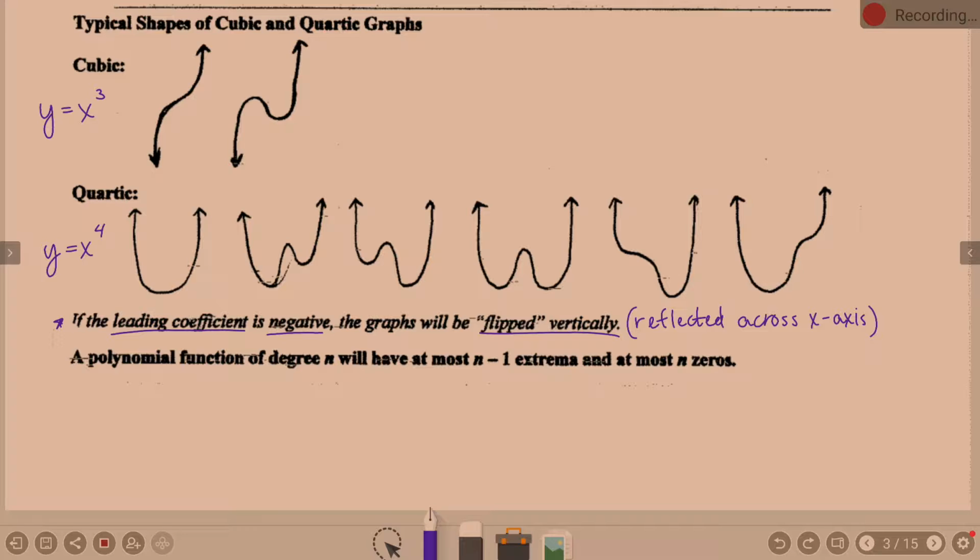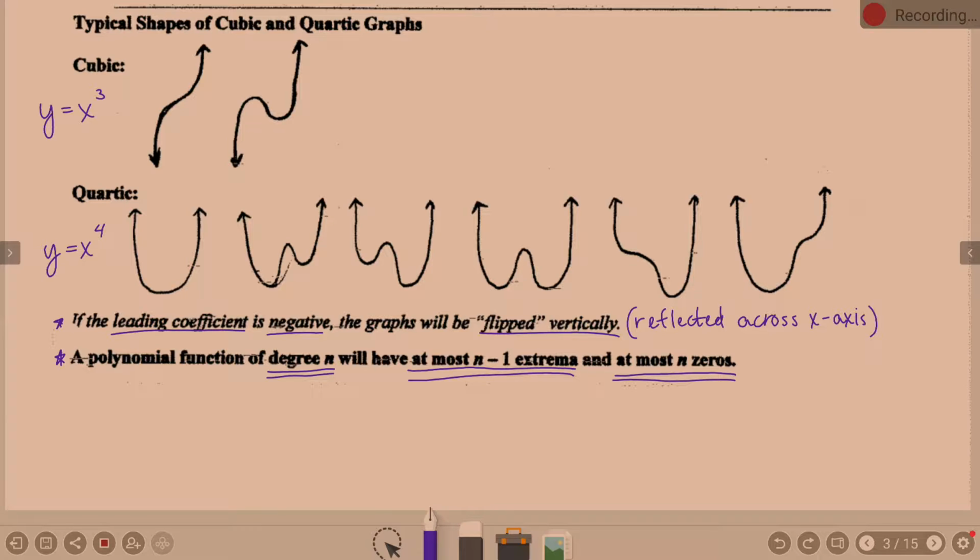And we're going to spend a moment talking about this bottom piece. A polynomial function of degree n. Okay, so given your highest power, degree n, notice what it says. We'll have at most n minus 1 extrema and at most n zeros. Notice it says at most. Does it mean it's guaranteed to have those pieces? No, it's not guaranteed to have those pieces, is it? It just says at most.